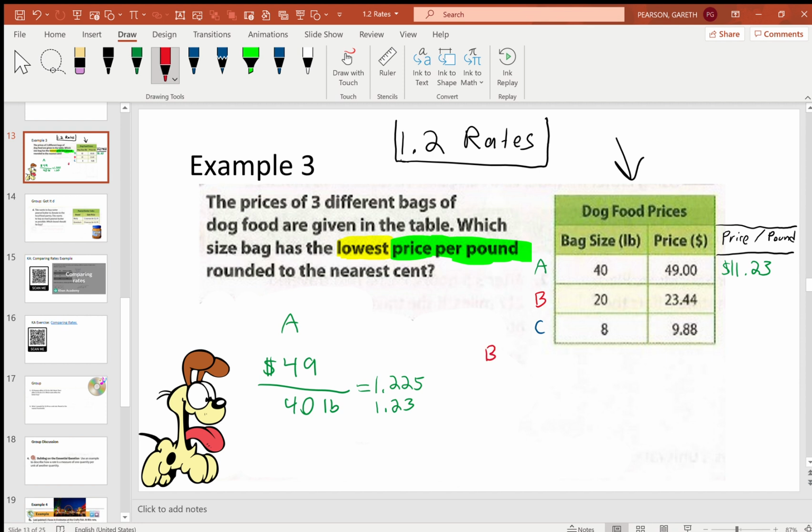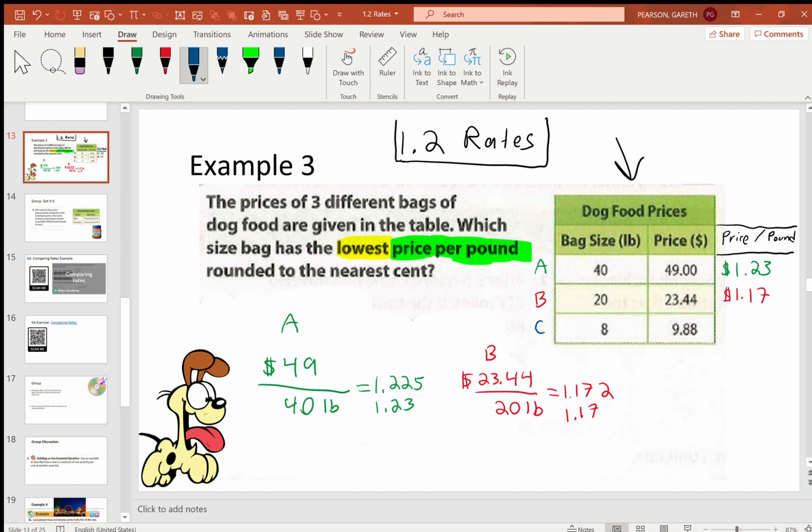For example B, okay, so we have $23.44, and then on the bottom we have 20 pounds. Remember, dollar sign goes on top, and the unit, whatever you want one of, goes on the bottom. So when we divide in the calculator, 23.44 divided by 20, we go ahead and we get 1.172. We can just go ahead and round that to $1.17. So option B costs $1.17. I just realized that here on top, that dollar sign looked a little weird, so let me go ahead and fix it. There. So far option A costs $1.23, option B costs $1.17.